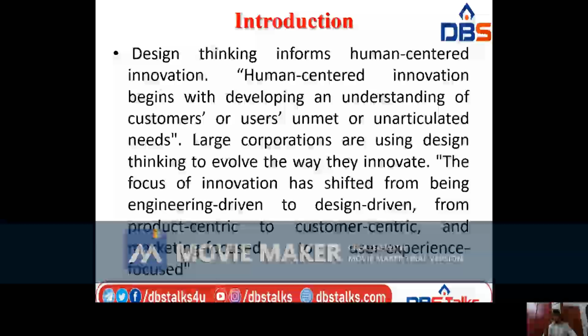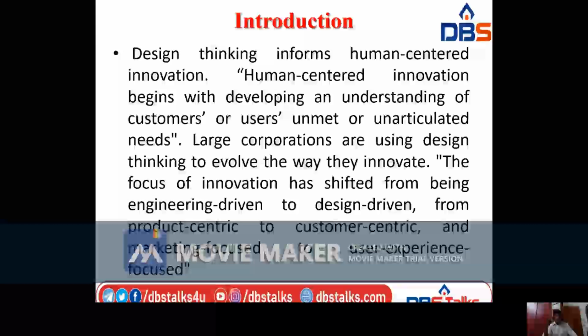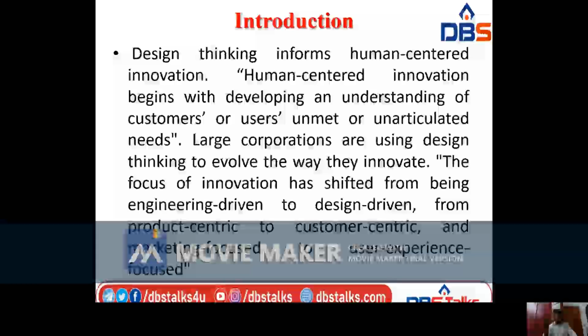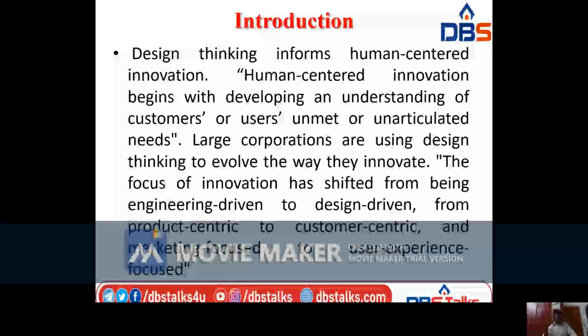From product centric to customer centric. Initially product centric was there. It has shifted from product centric to customer centric, and from marketing focused to user experience focused. Initially, based on the markets, we were designing the products. Now it is completely shifted to user experience focused.